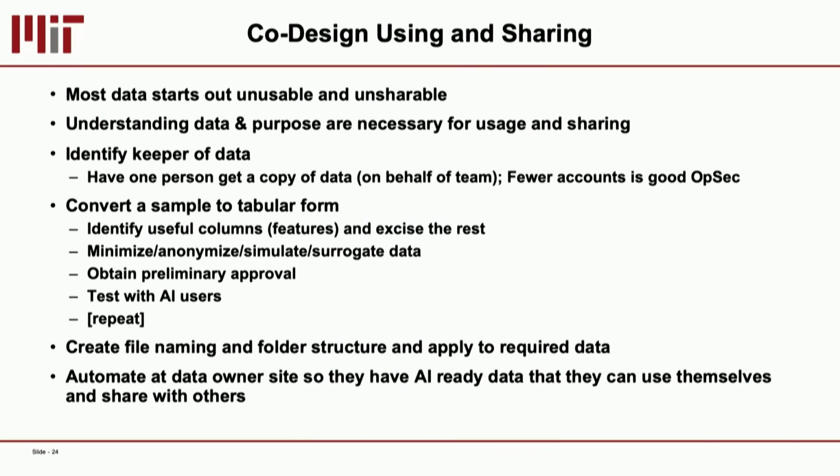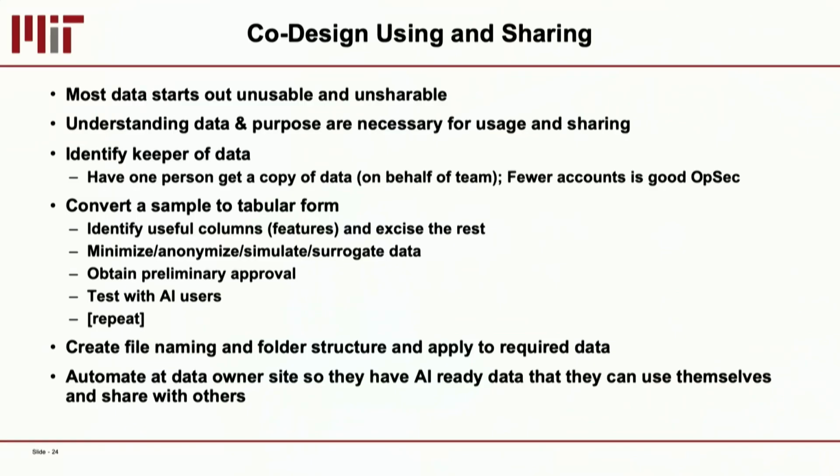So then you want to obtain a preliminary approval to say, hey, I have a data set, I've worked with the keeper, is it okay for me to share this with a broader set of people to make sure that they like it too? That's usually easy to do if it's just a small sample. And then you can test with your AI users. You repeat this process until you basically have data where it's like, yep, this is what we want to share, and then you can go through the process of how do we really get an agreement in place to do that. You also then create the folder naming structure for scaling out to more data files.